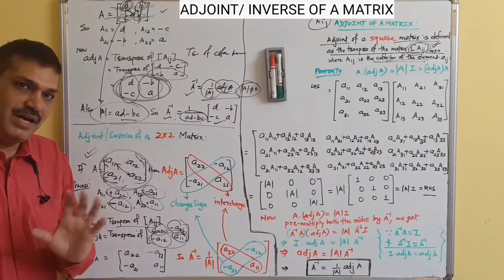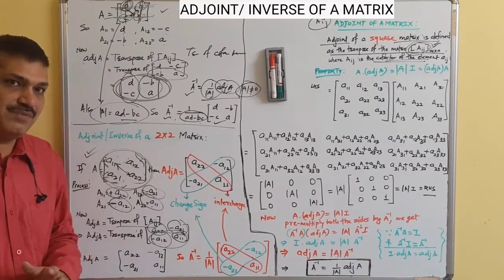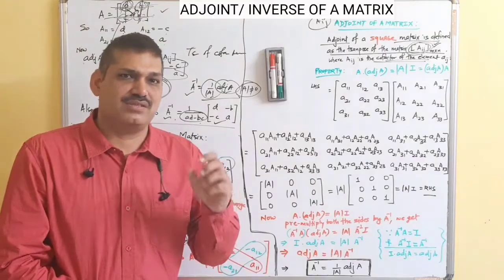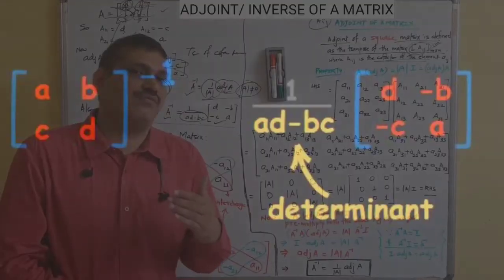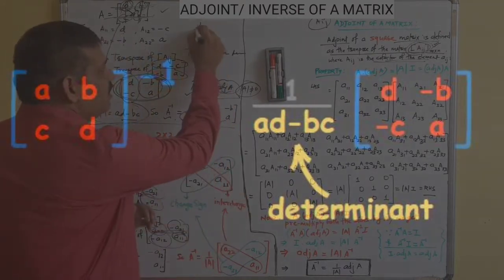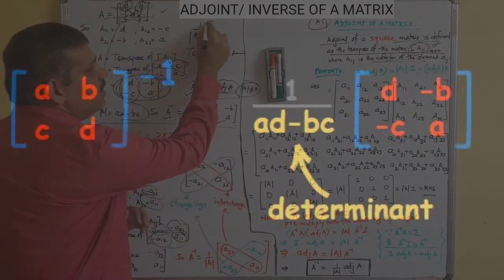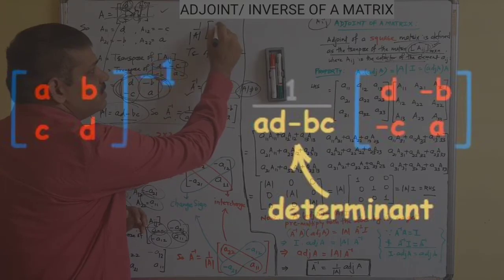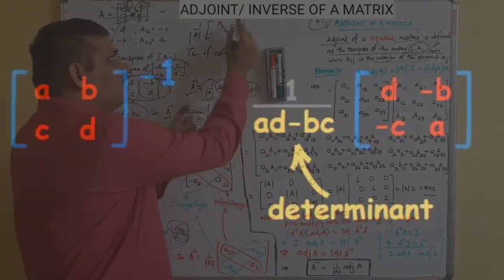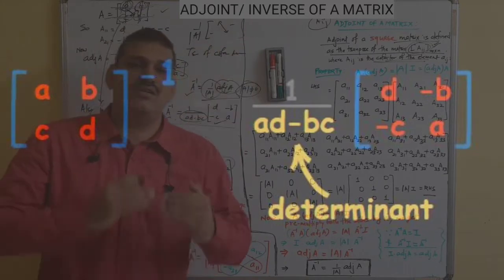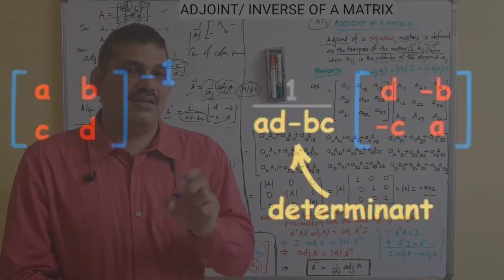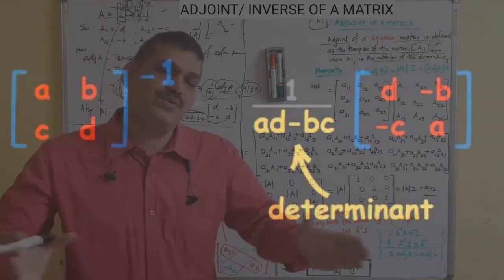inverse of a matrix. So in the previous chapter we used elementary transformations. It took a lot of time. Here you can find the inverse just by observation. What you have to do is 1 upon determinant A times, just interchange the leading diagonal elements and change the sign of the non-leading diagonal elements. That is how we find the inverse of a 2 by 2 matrix.